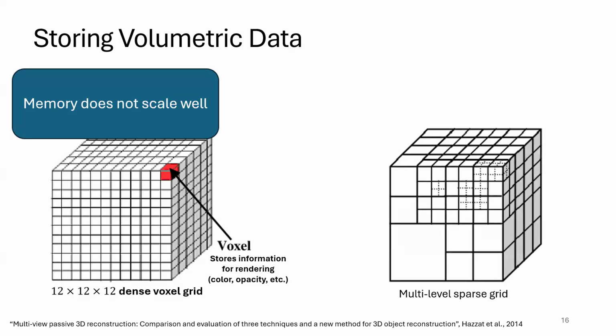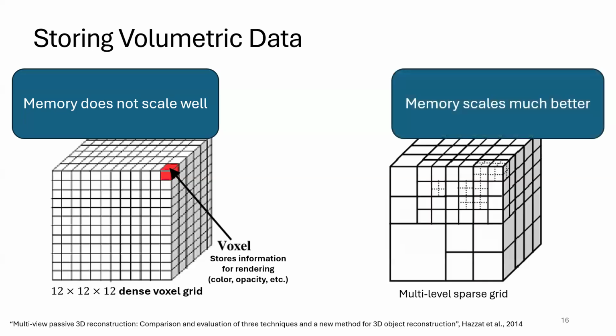On the other hand, we have multi-level sparse voxel grids. These draw inspiration from sparse matrices or octrees, where they aim to capture more and more information where it's interesting. In regions where we have empty space, we will use bigger empty voxels. In regions where we have lots of detail or the design or geometry is changing, we're going to use progressively smaller voxels to capture that data. And the result is the memory scales much better.